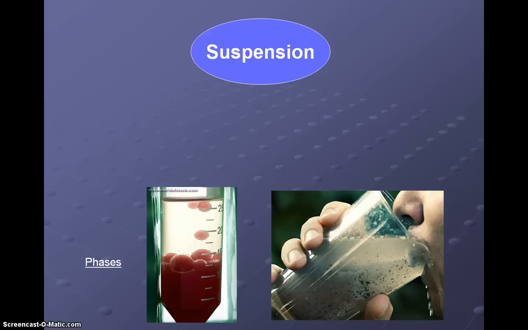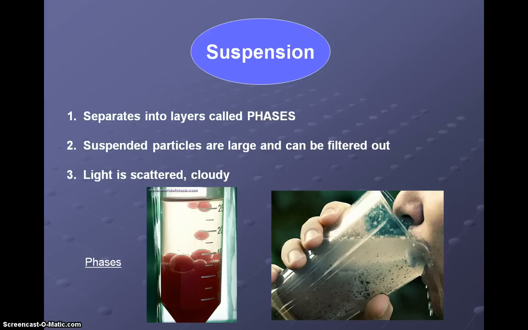Now, a suspension can separate into layers, and the layers of a suspension we call phases. If you look here, we've got a mixture of some water and some oil, okay? And we can definitely distinguish the layers. If we let it sit long enough, it would settle out, and each of these layers is called a phase. In a suspension, the particles are suspended and they're large. We can actually filter them out. And light is typically scattered. They typically can look cloudy when they're suspended.